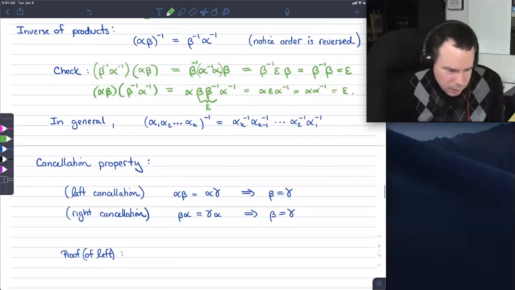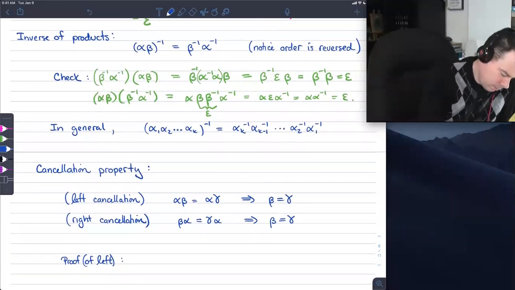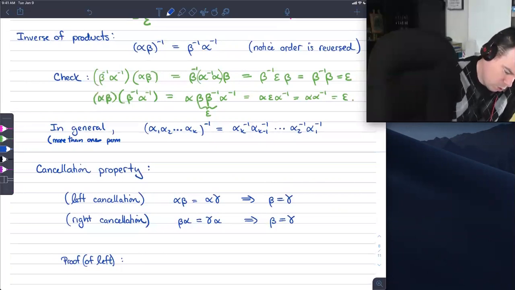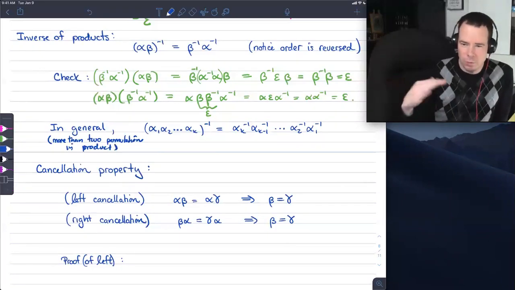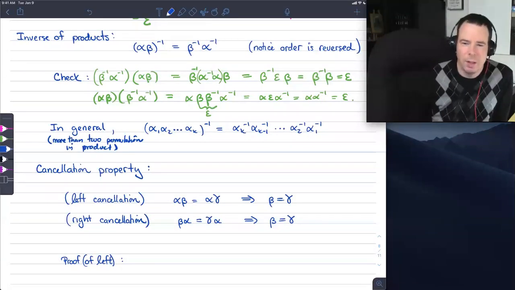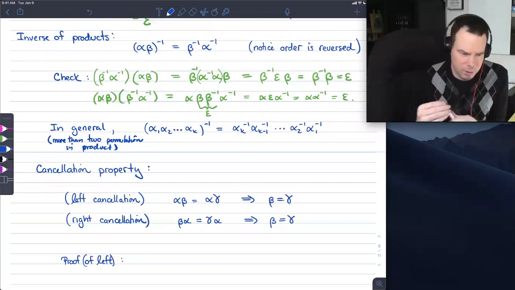Why general? General in the sense that it's for more than one permutation in a product, or more than two, I should say, because we're computing a product. So I mean a general number of permutations. We've got the result for two permutations being multiplied together, but in general, for any number of permutations being multiplied together, the inverses are worked out in this way.